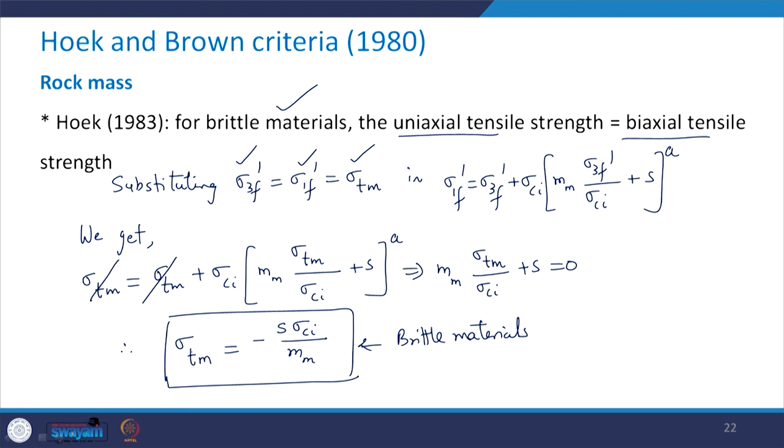So today we discussed the Hoek and Brown criterion, which is one of the empirical criteria most commonly adopted in case of rock and rock masses. We saw the different aspects related to this criterion. So in the next class we will learn how the parameters of the Hoek and Brown criterion can be useful in order to get the Mohr Coulomb failure criterion parameters under effective stress condition.